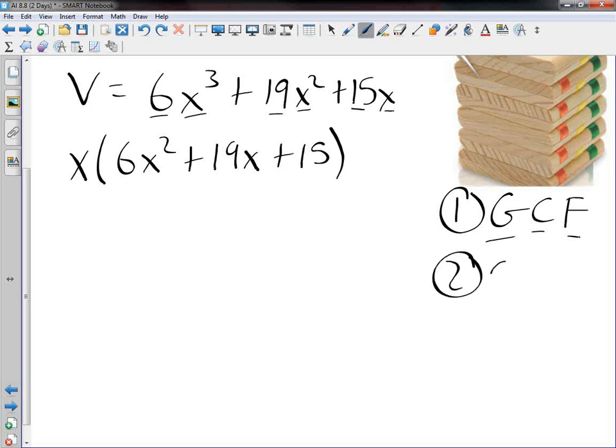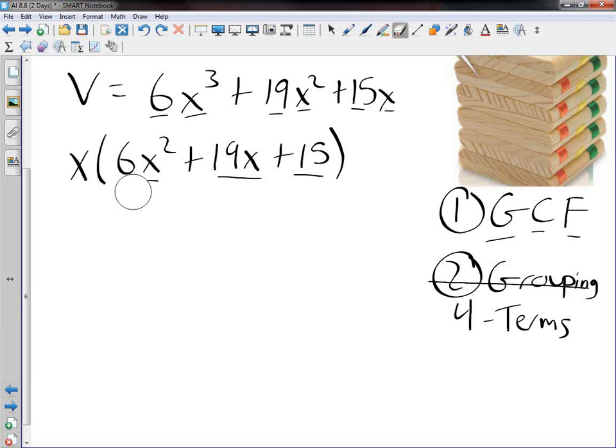All right, second one was grouping, right? Grouping. But remember when we had grouping, there needed to be 4 terms. How many terms are here? 1, 2, 3. No grouping. Okay? Since there's only 3 terms, we're not going to be grouping. But if I only have 3 terms, this is just standard X factoring, right? X factoring.